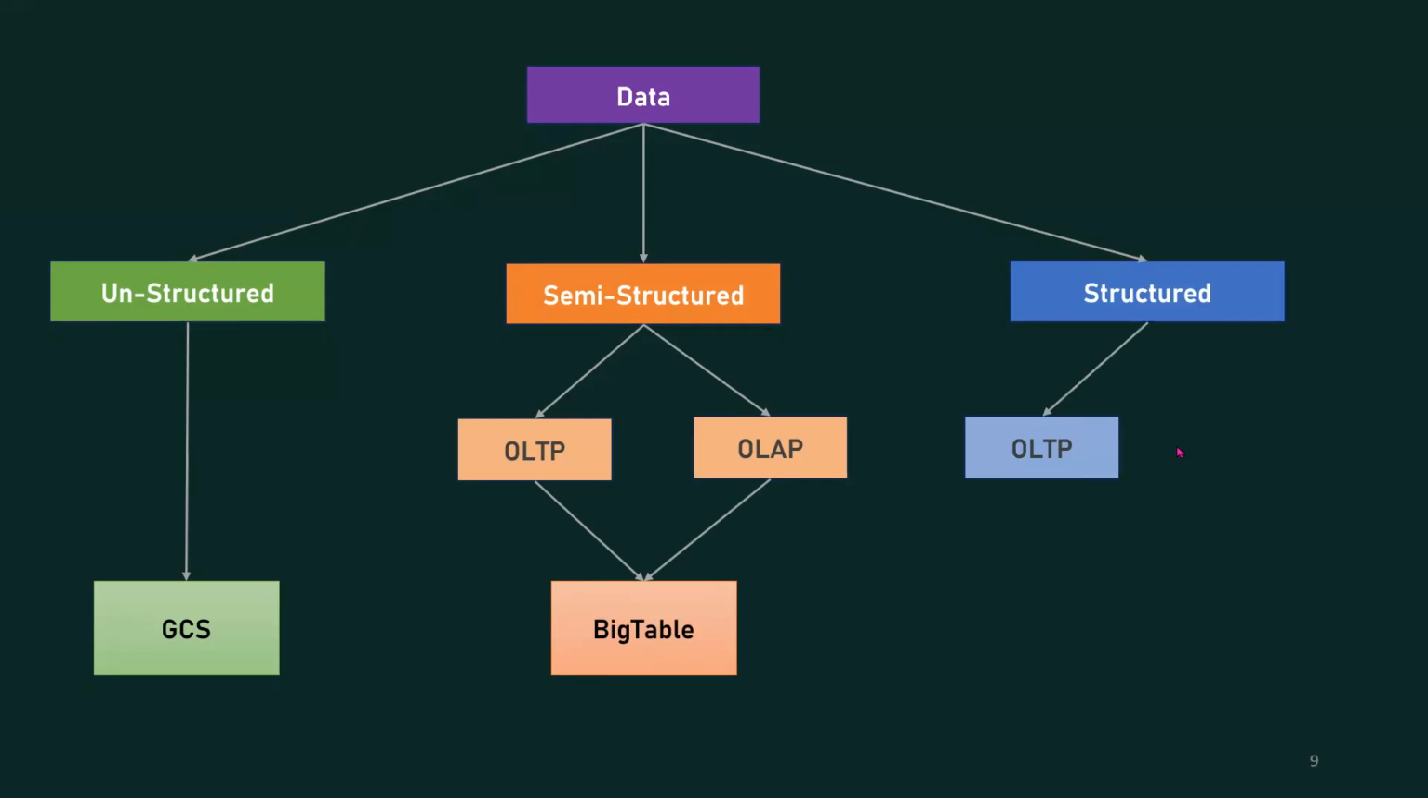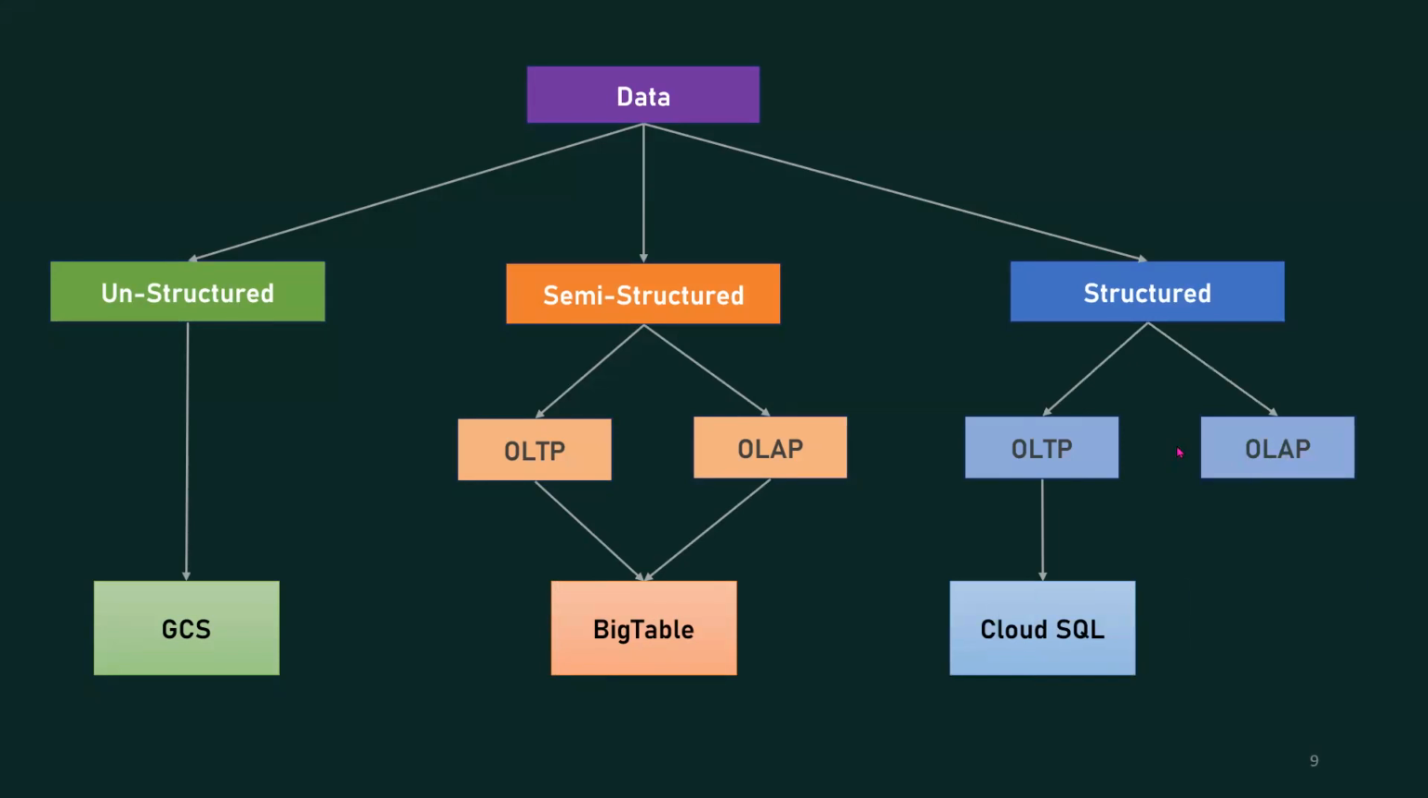Similarly, in structured data we also have OLTP and OLAP. For OLTP, we have Cloud SQL. For OLAP, we have BigQuery. So you have plenty of different tools available for structured data as well. These are the data engineering tools we are going to learn about, guys: GCS, Bigtable, Cloud SQL, and BigQuery.